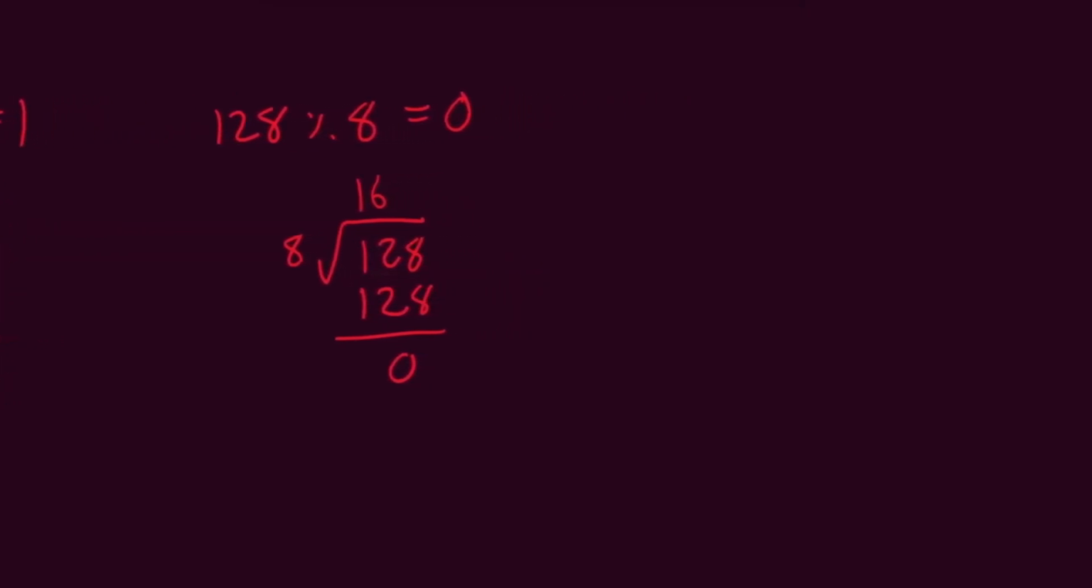Now, what about 8 modulus 20? What does that equal? All right. How many times does 20 go into 8? It goes in 0 times. So 20 times 0 is 0, subtract it. So 8 minus 0 is just 8. And that's your final answer.